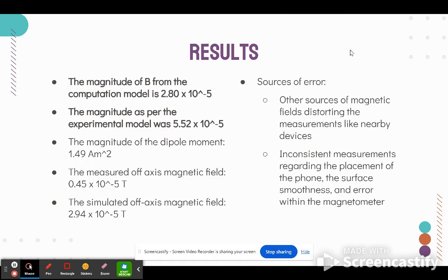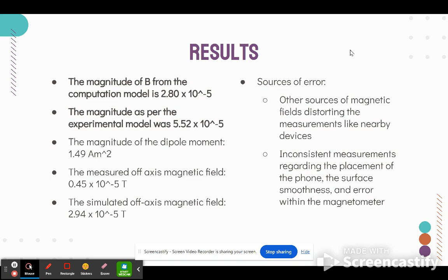So here are the results of the Python code. The magnitude of B from this model is 2.83 times 10 to the negative 5, and the magnitude as per the experimental model was 5.52 times 10 to the negative 5. So the two values are not exactly the same. However, given the various uncertainties and errors in the measurement, the fact that they're accurate to the same order is pretty successful. However, we must acknowledge that there's room for further improvement.